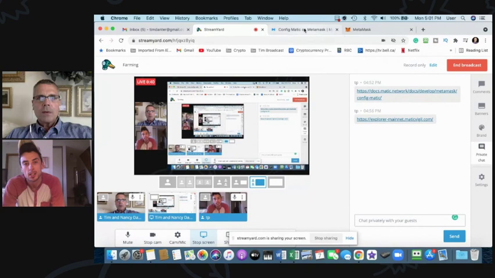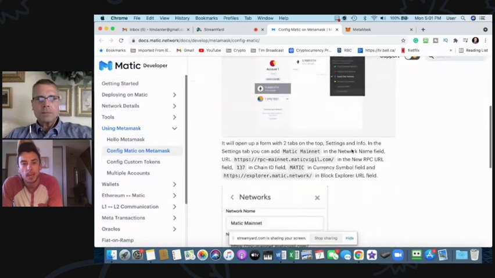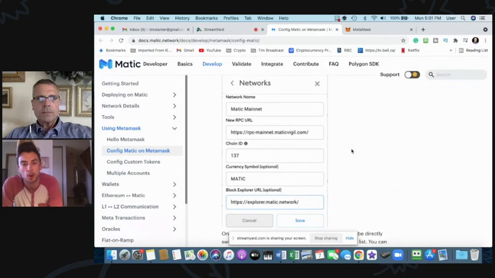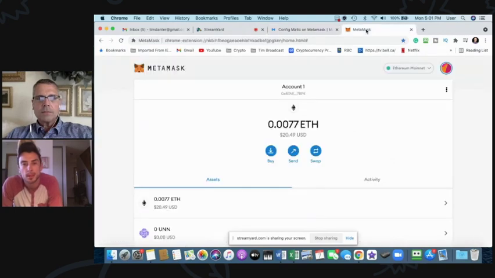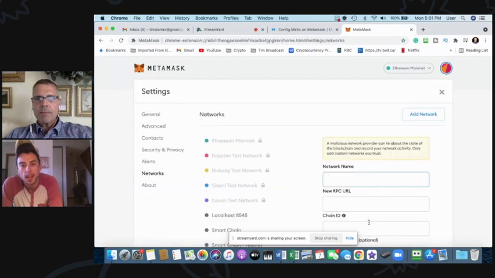It's really easy. So there's a site that Tim's going to post below this video, and it's configuration Matic on MetaMask. Now go to your MetaMask. Go over to where it says Ethereum Mainnet. Hit the drop down arrow, yeah. And then go down to custom RPC. Click it.